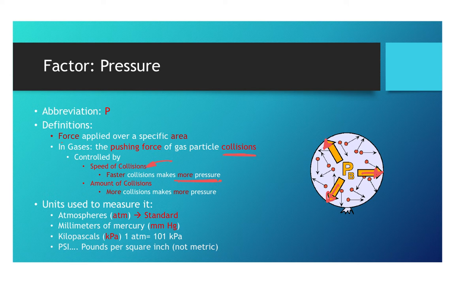The second thing is the amount of collisions. When the particles are moving faster, there are going to be more collisions, and that's going to create more pressure. We can think about that like if you have more fists hitting at you, you would feel a greater pressure.